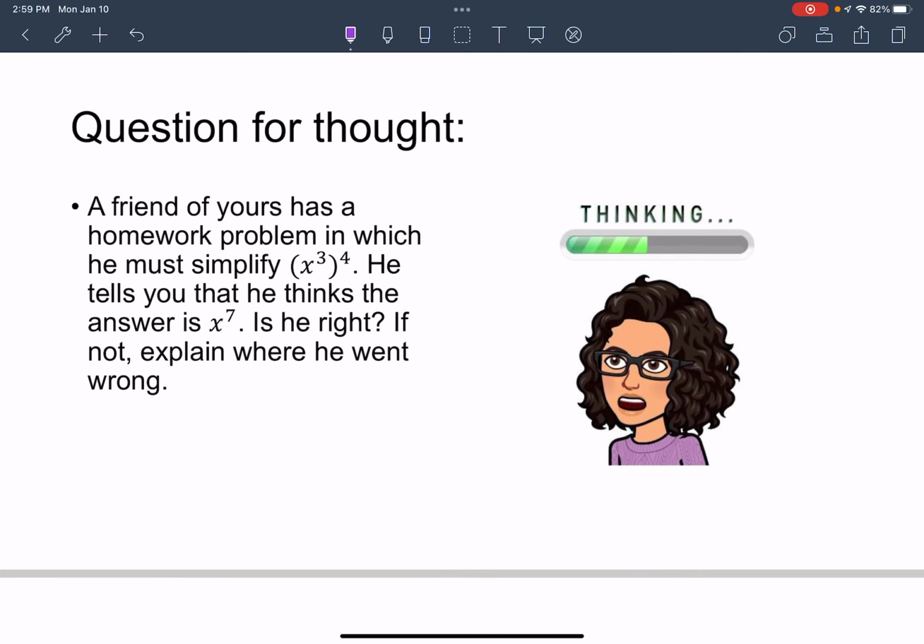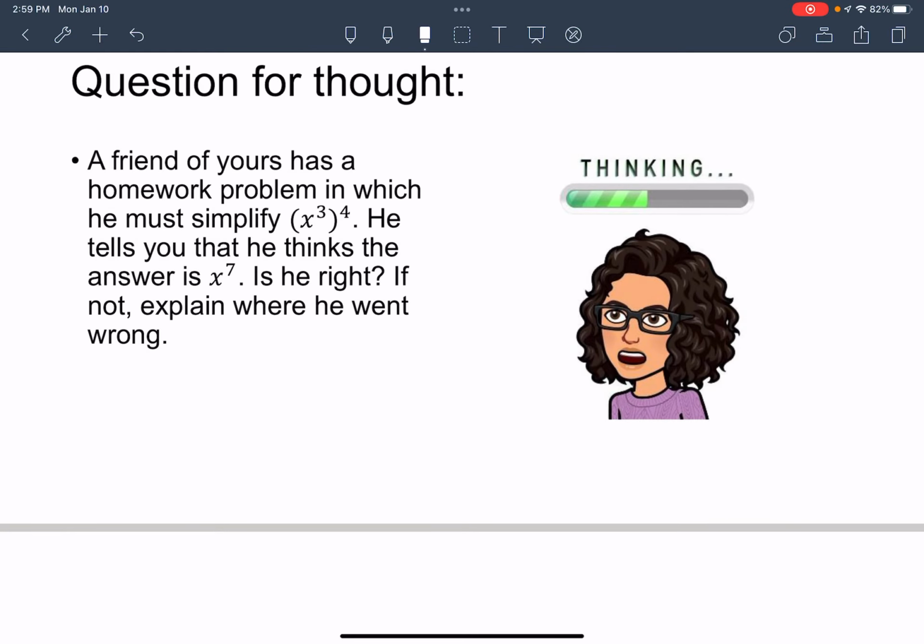So here's something to think about. A friend of yours has a homework problem in which you must simplify x cubed to the fourth. He tells you that he thinks the answer is x to the seventh. Is he right? If not, explain where he went wrong. If you look at this, this is expecting you to use the power rule, x to the third to the fourth. So remember, when we have the power rule, we actually have to multiply the exponents.